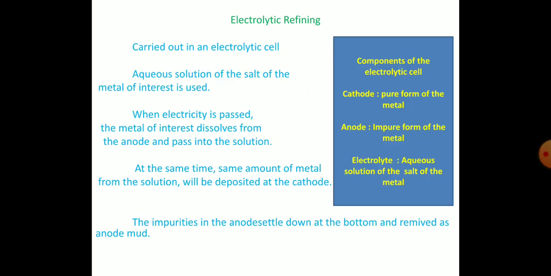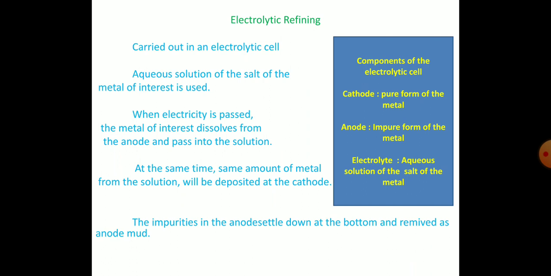So this is the text of electrolytic refining. In this box I have given you the components of the electrolytic cell. First I have given cathode. What is cathode? Pure form of the metal. Whatever metal we are refining, that metal should be taken in its purest form. Then anode is the impure form of the same metal. In the picture I took the example of copper. So cathode will be the pure form of copper, whereas anode will be the impure form of copper.